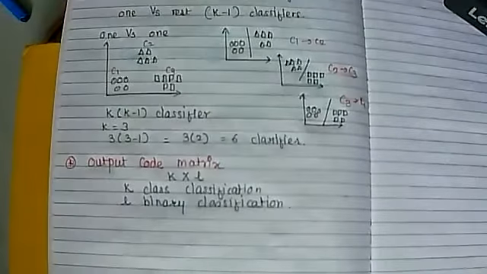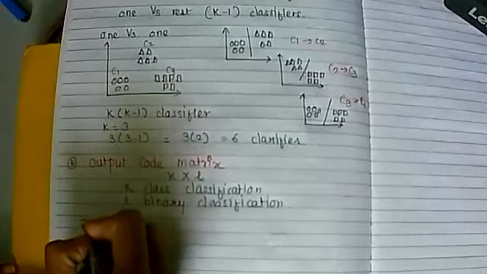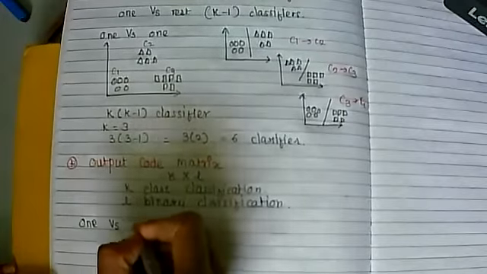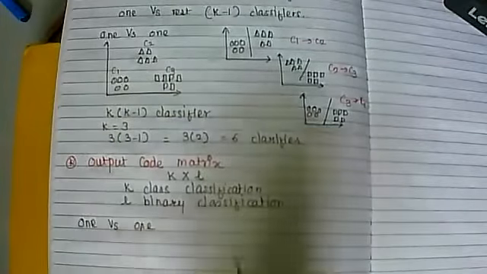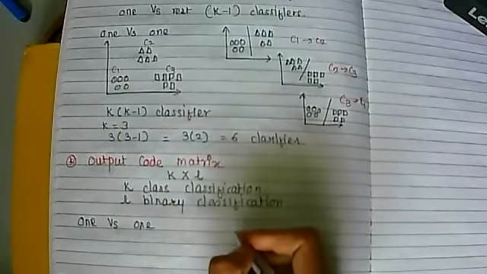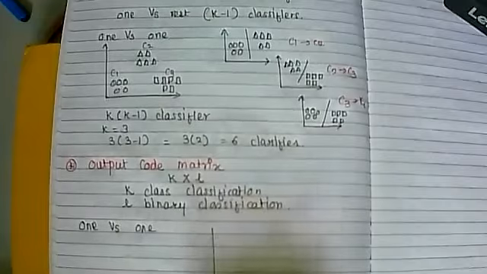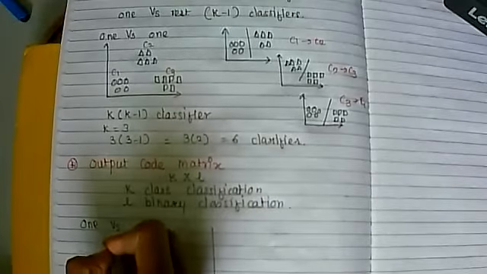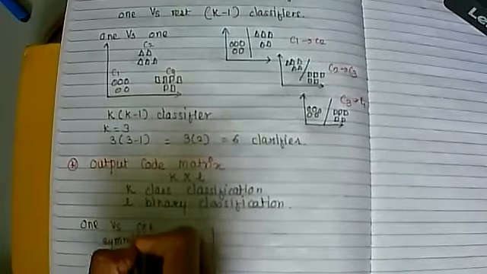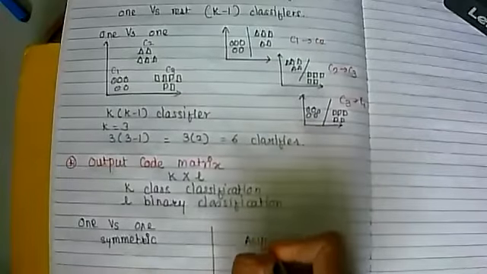Okay. Now we'll see 1 versus 1. What are we going to do? We are going to see 1 versus 1. Okay. Now for 1 versus 1, there are two things: symmetric and asymmetric.